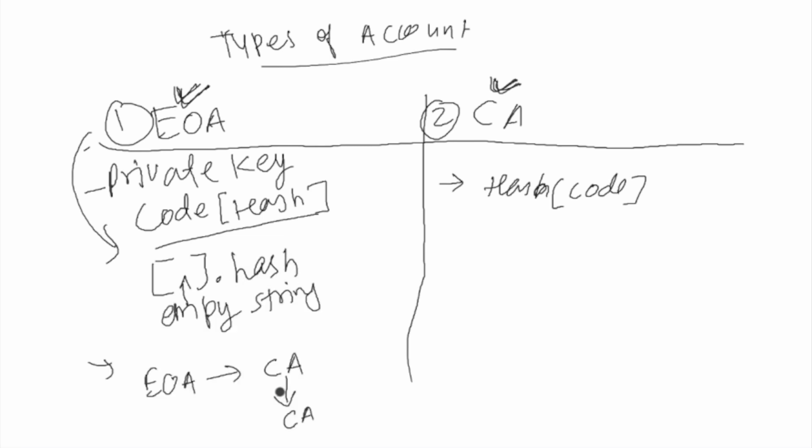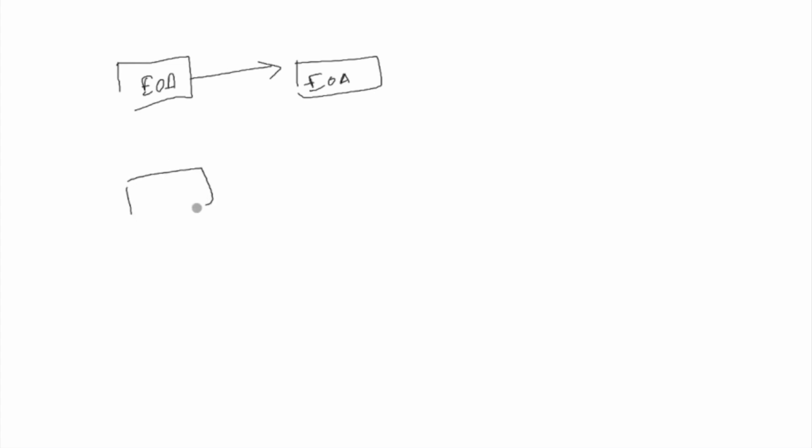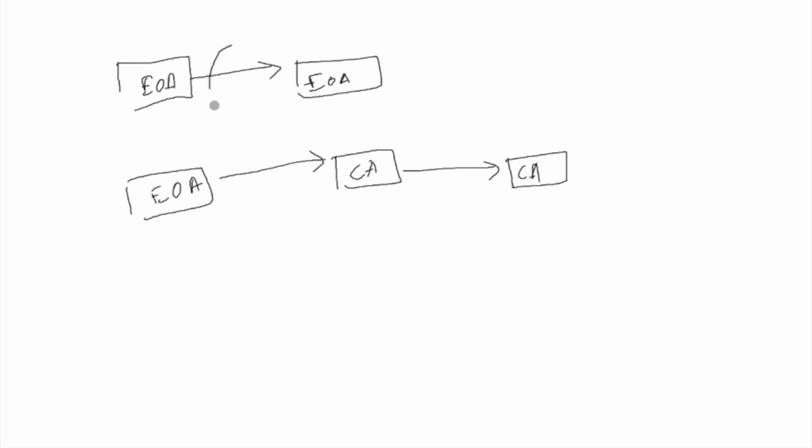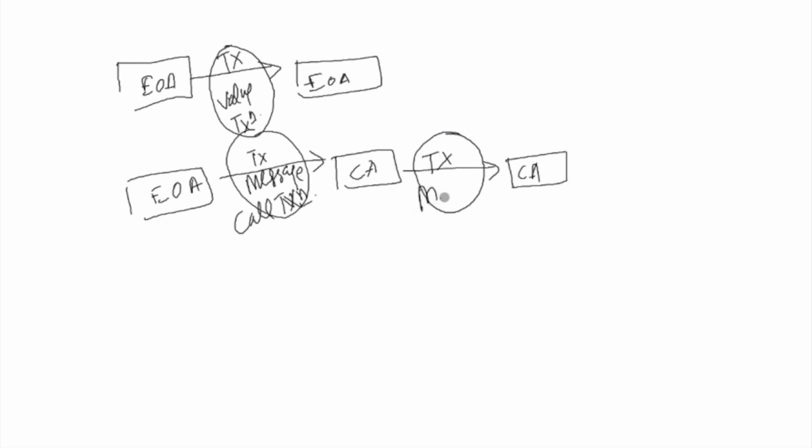An externally owned account may be owned by a person or an organization and connected to the blockchain through an external agent. So remember, I mentioned that an externally owned account can call an externally owned account, and on the other hand an externally owned account can call a contract account, and this contract account can call another contract account. So this is what we call a value transaction. This transaction we call a message call transaction. This transaction we call a message.